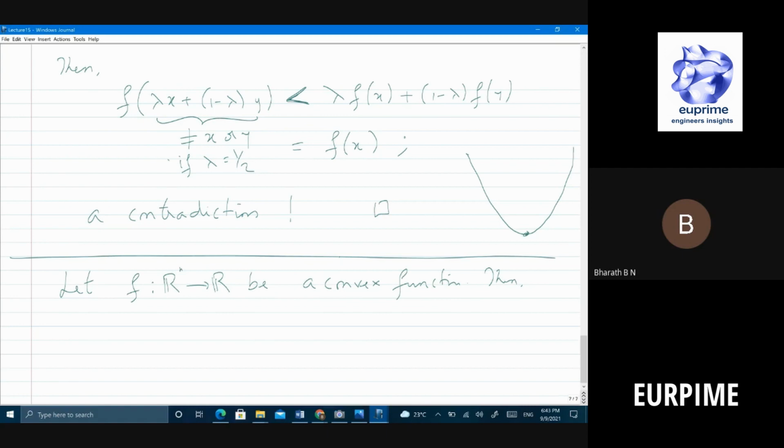Okay. Then, how do you solve this problem? Okay, minimize over all x, f of x. Of course, this x belongs to R. This is called an unconstrained optimization problem.